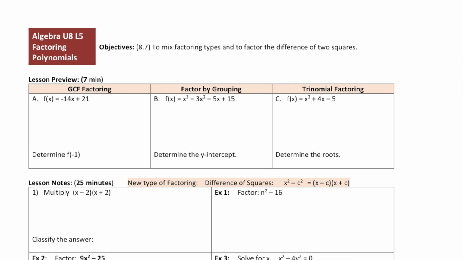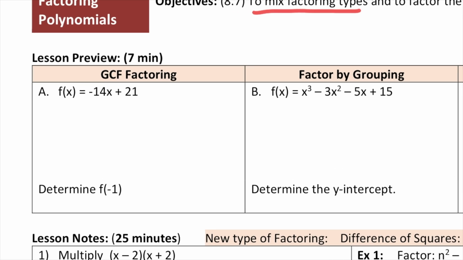For today's lesson, we're going to review and mix all the factoring types that we have worked with. And we're also going to think about difference of two squares. So for question A, notice the directions say use GCF factoring. For GCF factoring, you want to determine the greatest common factor.